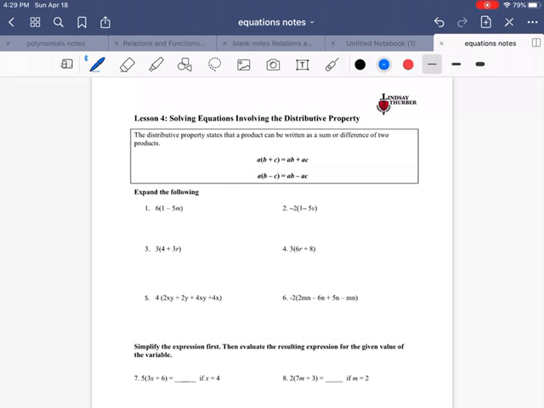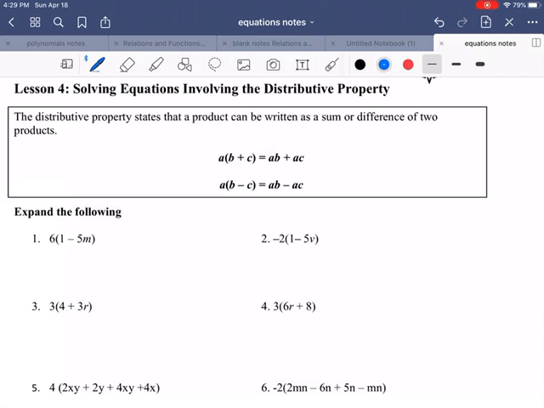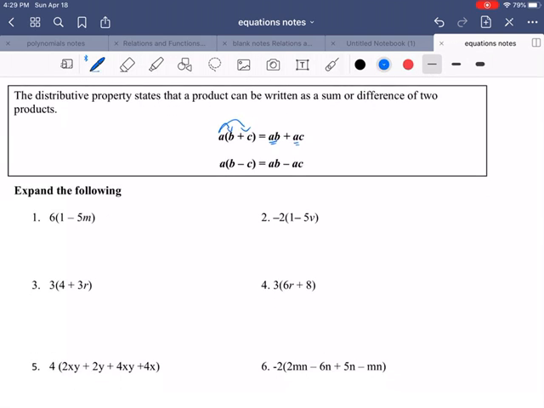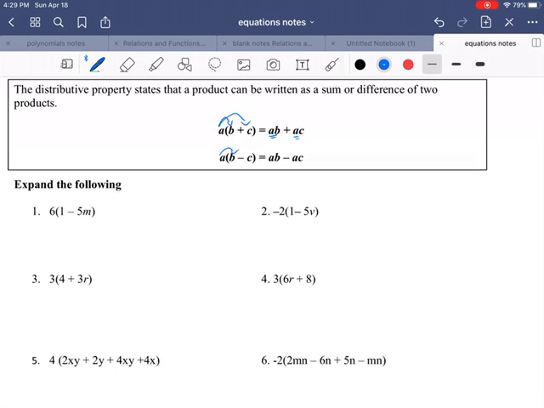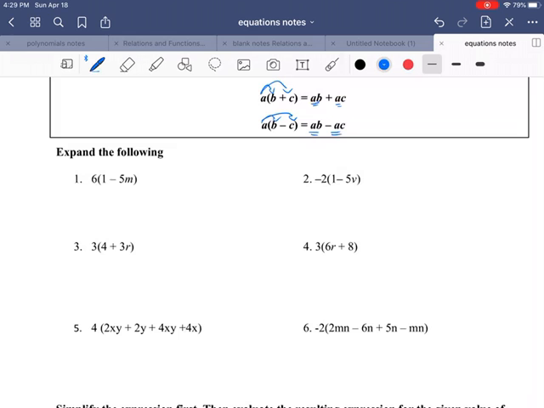Lesson 4, solving equations involving the distributive property. So the distributive property that we saw in our polynomials unit says that if you have a coefficient, you can multiply by both things inside the brackets. So a times b gives me ab, and a times c gives me ac. It also works with negatives, so a times b gives me ab, and a times negative c gives me negative ac. So how does this work in solving equations?